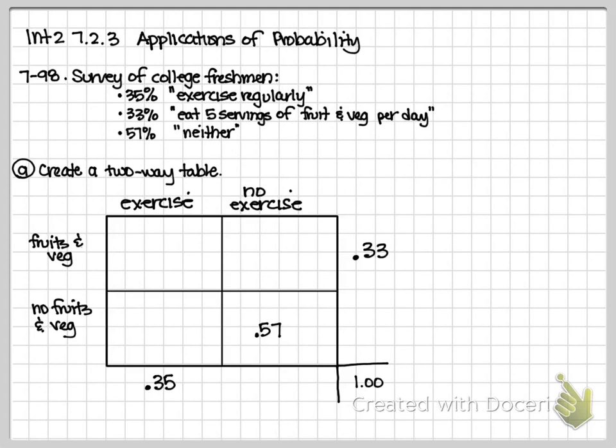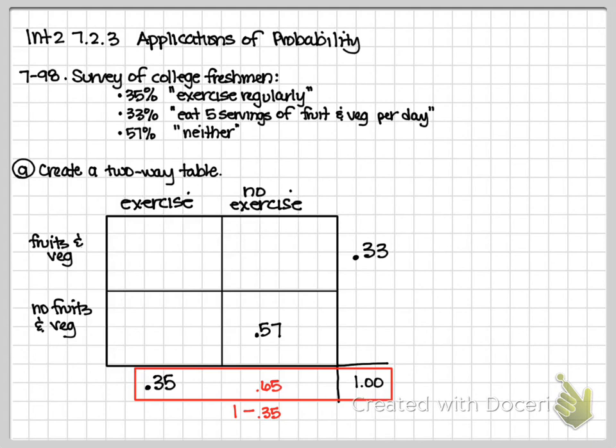All right, let's see if we can fill some stuff in. So I'm going to start with the exercise part. If I take a look across the bottom here, I know that those 2 items, the total for exercise and the total for no exercise, are going to have to add up to 1 or 100%. So to find this value across the bottom, I would do 1 minus 0.35. So I think that's going to be 0.65 right there, which I'll come back to. I'm probably going to use it again.